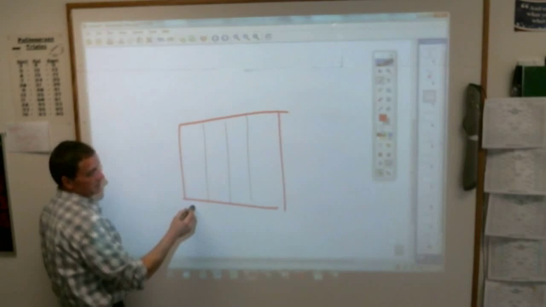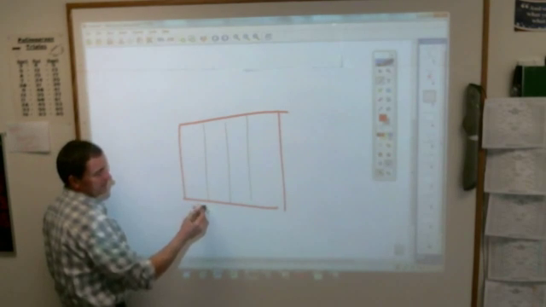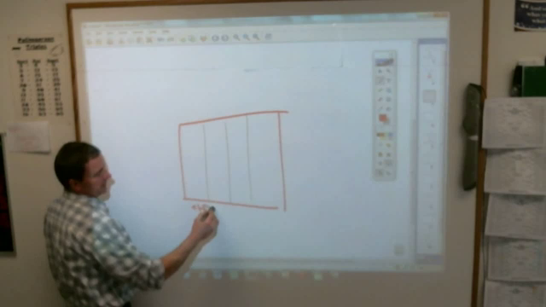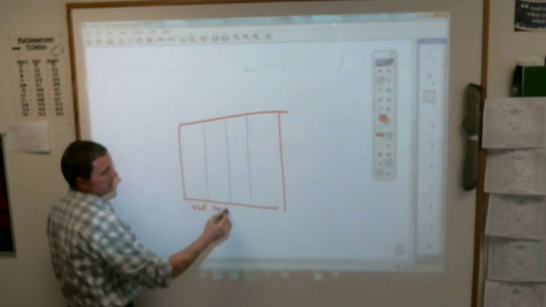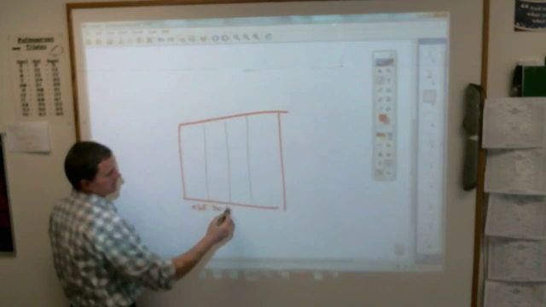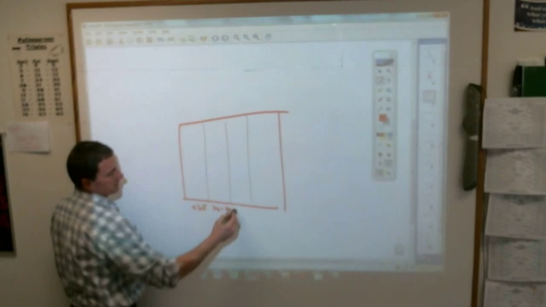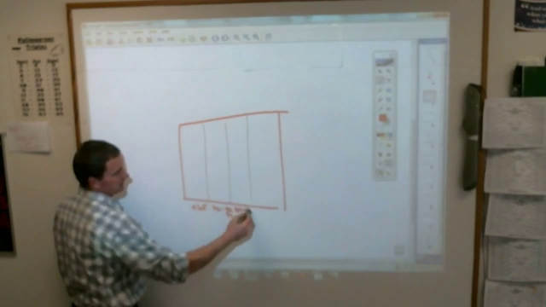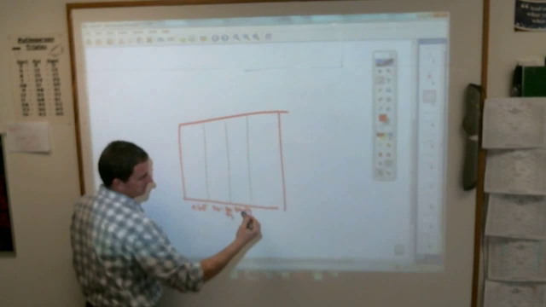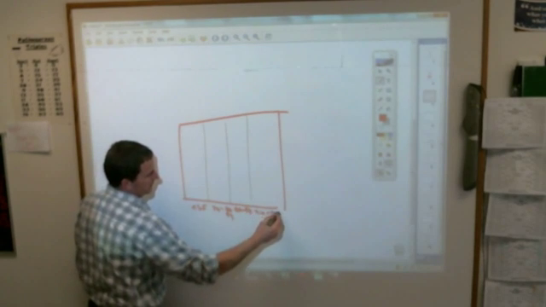People that got less than a 65, and then people that got from 70 to 80, actually I should go 70 to 79, 80 to 89, and 90 to 99.